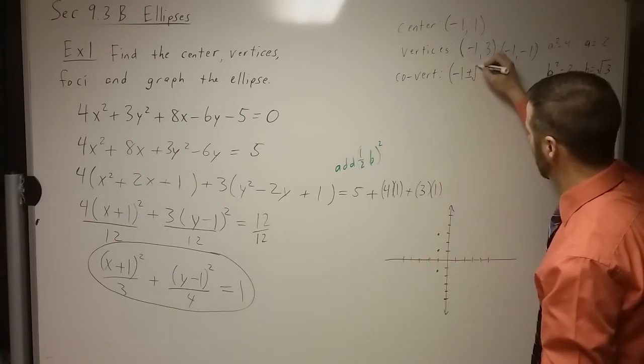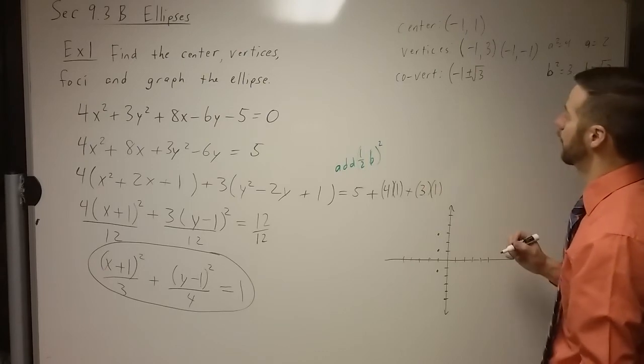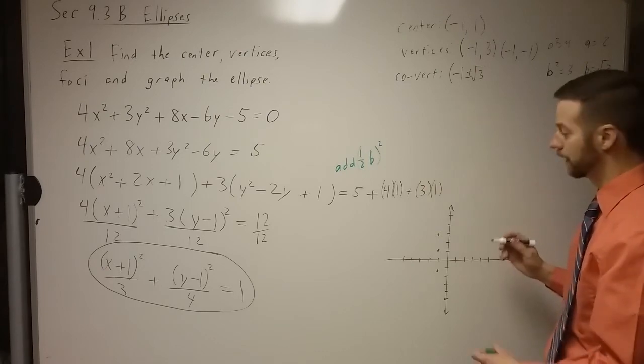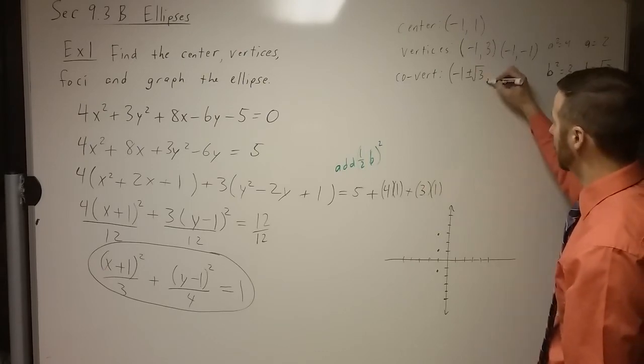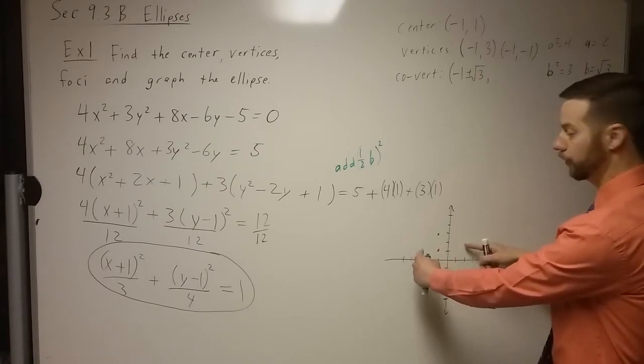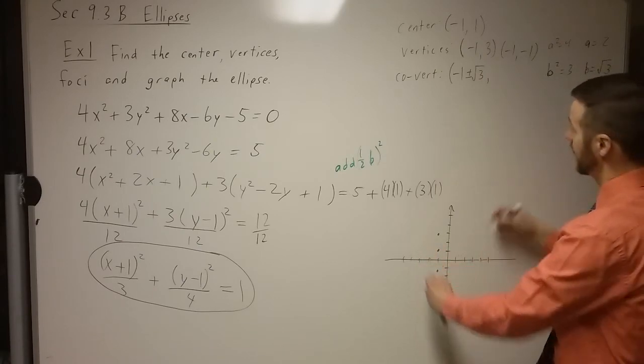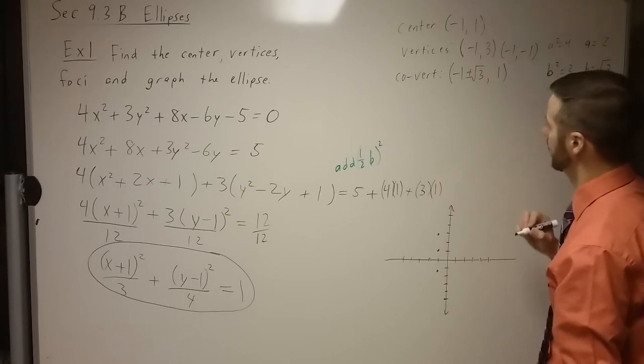So here's a way we could say that. -1 plus and minus the square root of 3 gives us the x-coordinate of the co-vertices. And then the y-coordinate, if I'm just going directly left and right from here, the y-coordinate doesn't change, so it's still 1 like it was at the center.